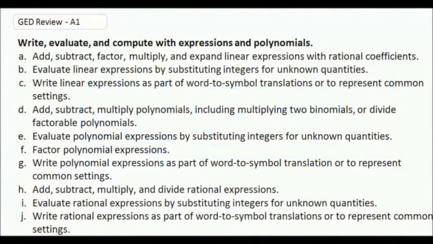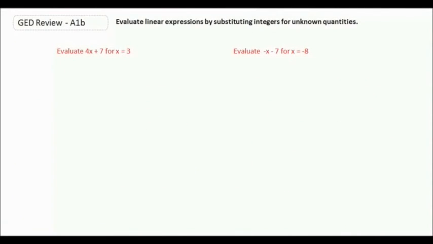This is a GED review video for expressions and polynomials. Okay, you'll often need to evaluate expressions by substituting an integer in for an unknown quantity. So for example, we're going to evaluate 4x plus 7 for x equals 3. I would recommend writing in your numbers first, especially when your expressions are a lot bigger, so you don't make any careless mistakes. So we're going to say 4.